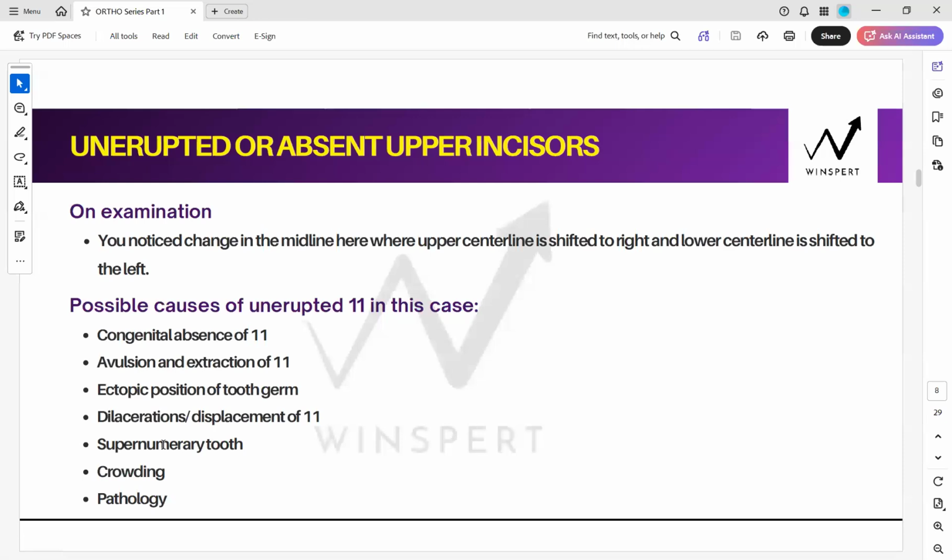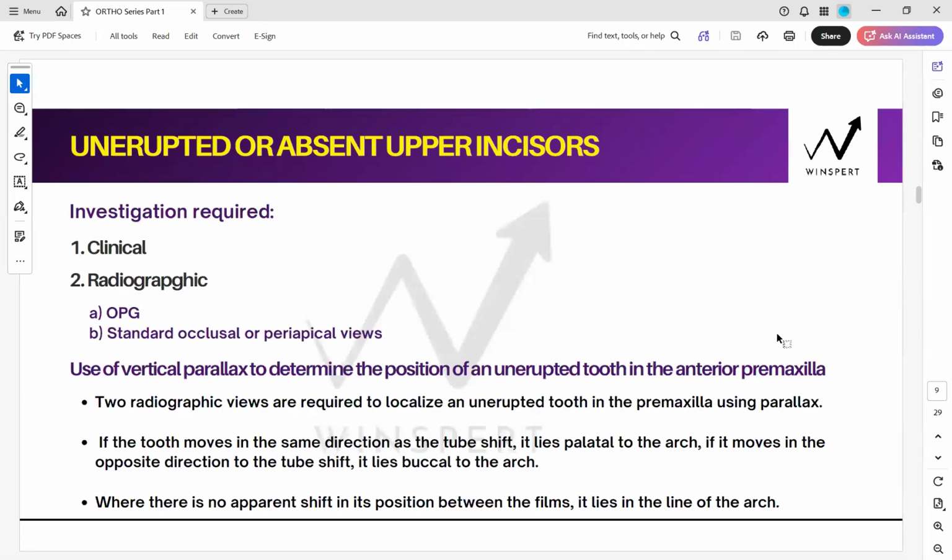Like by statistics, this is our number one cause. But let's see whether for this patient it is the possible cause or not. Then comes crowding. It is unlikely because only very severe crowding would prevent 1-1 eruption, which is not seen here. Another cause is pathology, which is also unlikely as there is no evidence of alveolar expansion in the pre-maxilla to indicate any cyst or tumor. So investigation would be required to confirm the possible underlying cause and diagnosis.